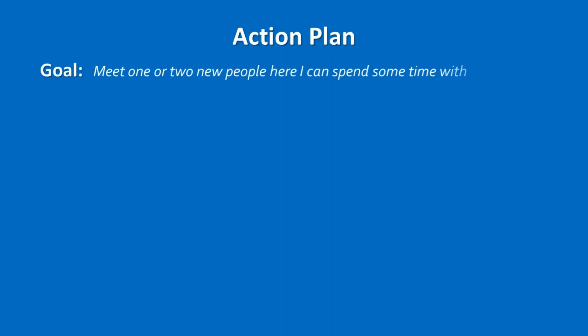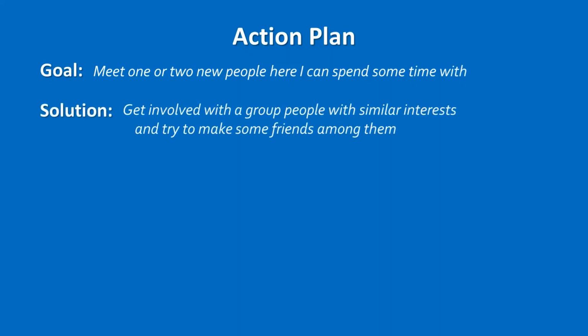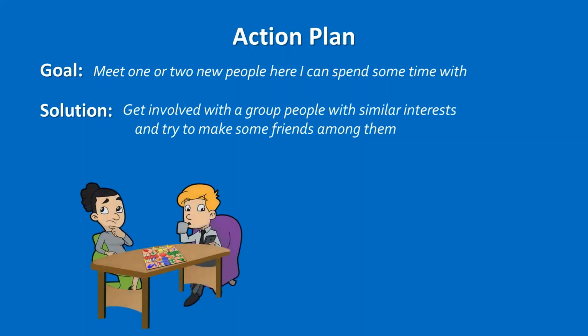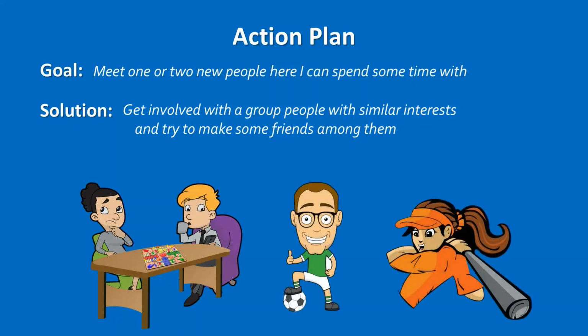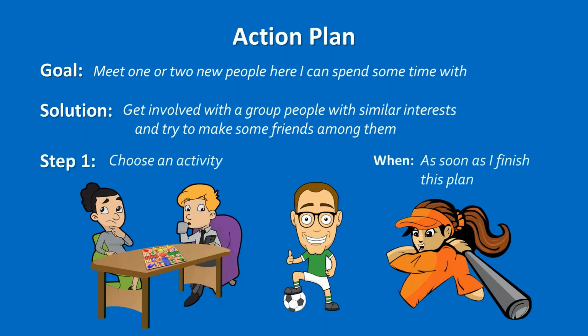So let's create an action plan to meet 1 or 2 new people where we've just moved, who we can hang out with sometimes. So the option we evaluated as being the best solution is to get involved with a group of people with similar interests. So maybe we like playing board games and would like to get into a games night group. Or maybe we like sports and want to join a soccer or softball league. So step 1 is choose an activity.